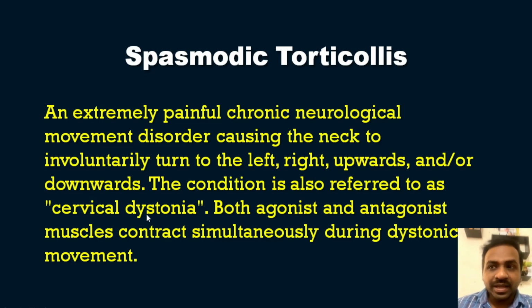So what is happening in spasmodic torticollis is that both agonist and antagonist muscles contract simultaneously during the dystonic movements. So there will be dystonic movements, and during that time there will be contraction of both agonist and antagonist muscles. Okay, so that is spasmodic torticollis. So we will see the other options which I have given in the question.